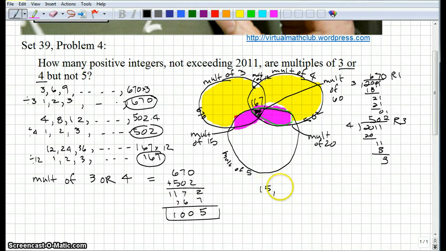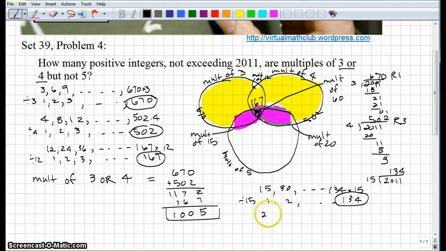So 15, 30, and so on, all the way up to, okay, we have to do a division here. So let's take 15 into 2011. I got 134. I'm going to save a little time here so you don't have to watch me do my division. So 134 times 15 is the last multiple of 15. If I divide everything by 15, I'll have 1, 2, all the way up to 134. So we have 134 multiples of 15.